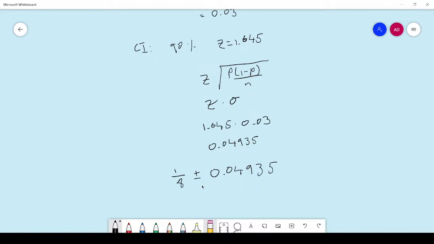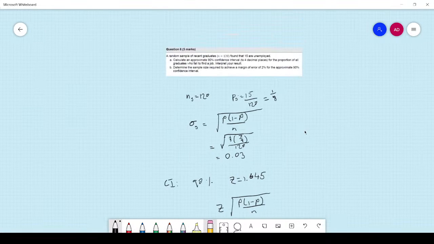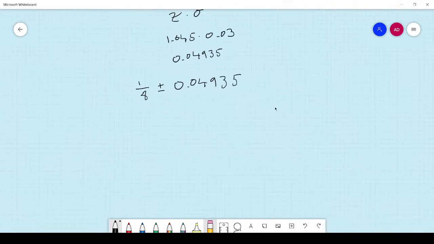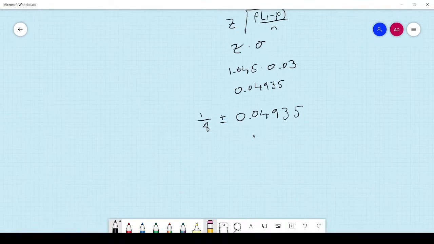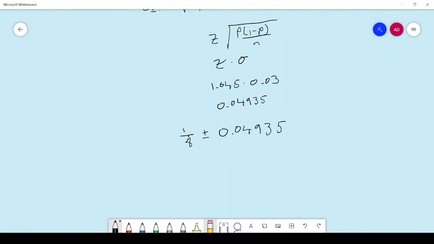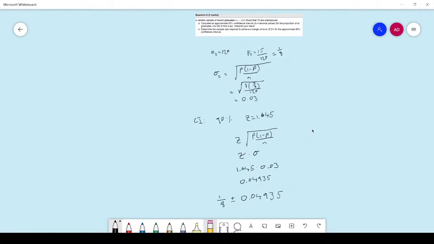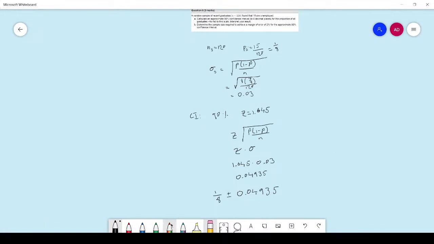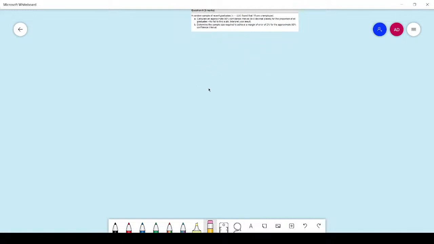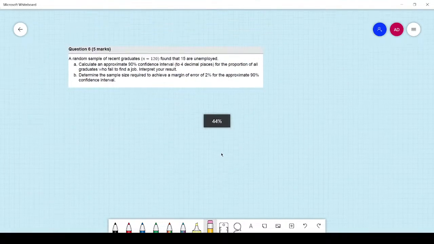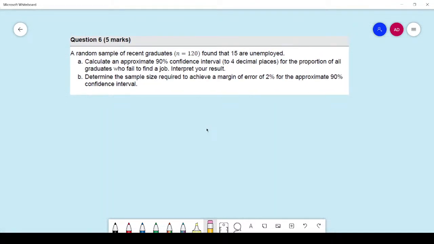So let's see if we've addressed the question. Calculate an approximate confidence interval, interpret your result. So just it's going to be this much either side of the average within 90% confidence. So determine the sample size required to achieve a margin of error of 2% for the approximate 90% confidence interval.